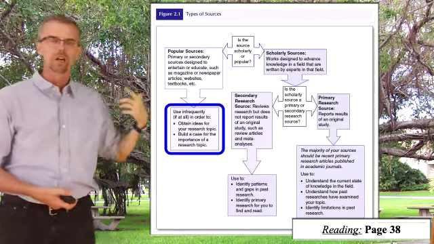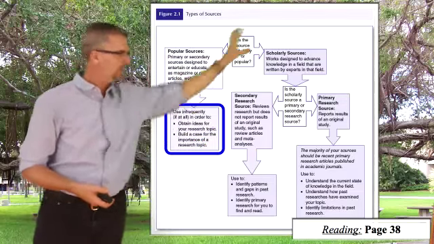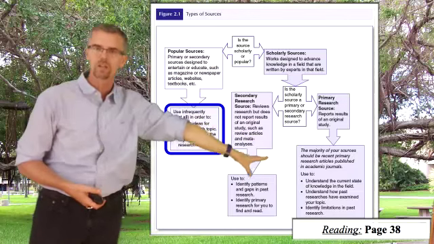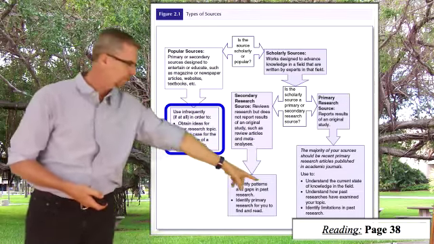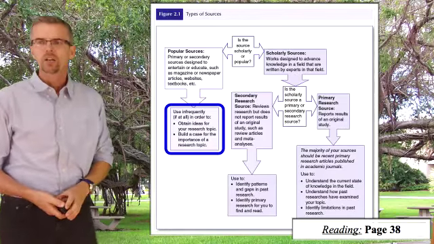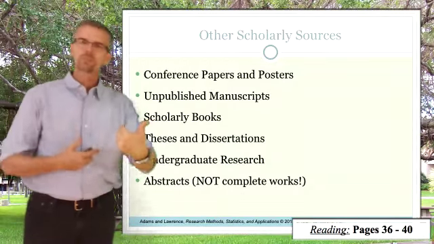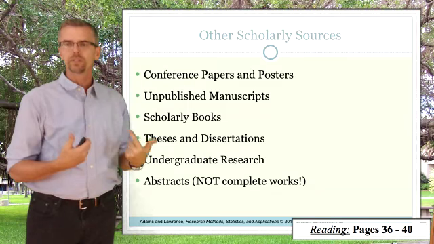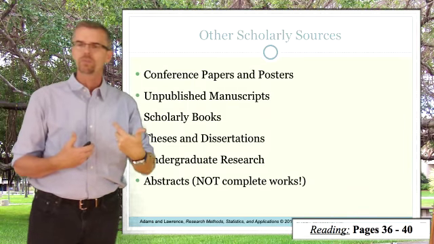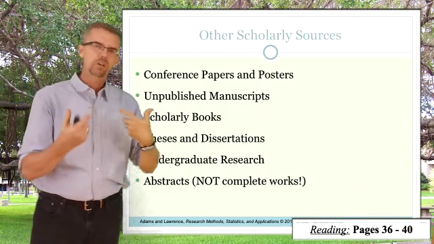So that's the importance of what we're going to be doing this semester here. So all of the rest of this chart here, go through it, make sure you understand it. I don't need to go through it here in the video. It's on page 38. Conference papers and unpublished manuscripts and scholarly books and theses and dissertations and undergraduate research and abstracts. These are other scholarly sources.